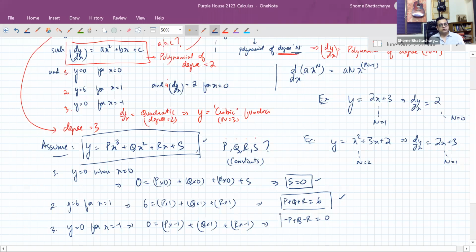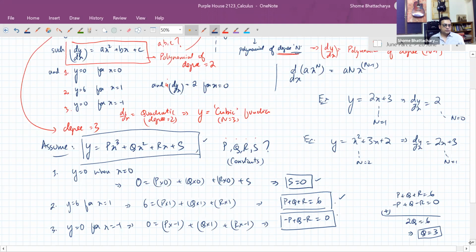So now you see one more useful piece of information I'm getting, that minus p plus q minus r is equal to 0. If I compare these two equations, I'll get one more variable. If I just add these two equations, p plus q plus r is equal to 6 and minus p plus q minus r is equal to 0, I get 2q is equal to 6. So I'm getting one more piece of information, that q is equal to 3. So I've got s so far, I've got q so far. Now just remaining are p and r.